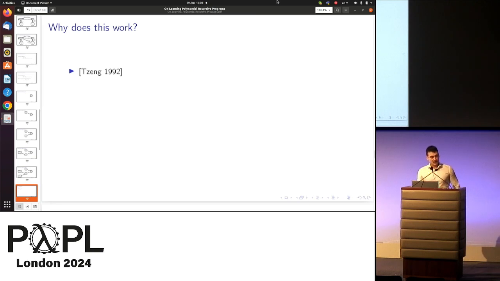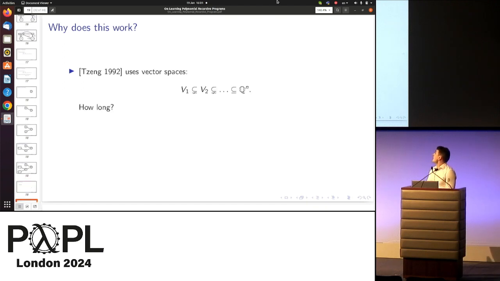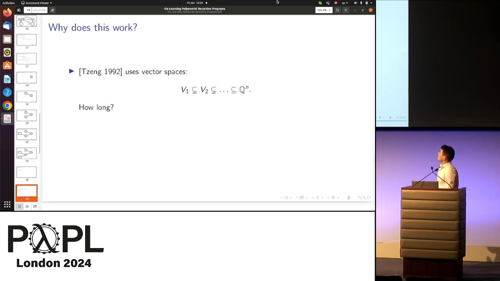And why does this work? It's very similar in spirit to the algorithm proposed by Tzeng. And in that work, they use the fact that if you have a sequence of vector spaces that are subspaces of Q to the power n, then it will not run forever. It will not increase forever, and it can increase at most n times.